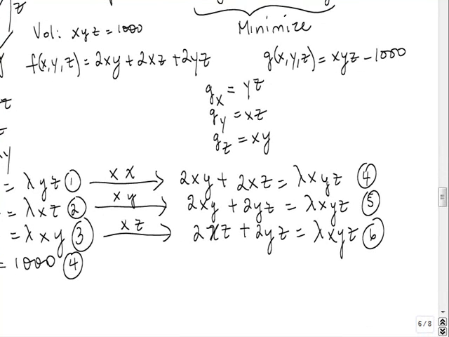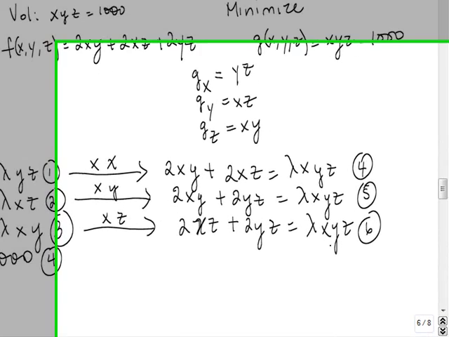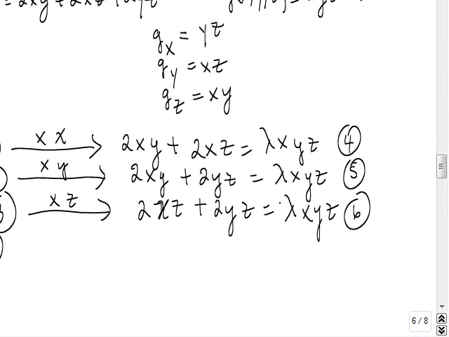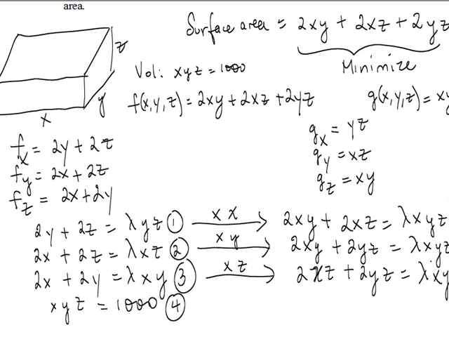All of these are equal to lambda x, y, z, agreed? So they are all the same. You have a question? Yeah, it should be 5, 6, 7. Thanks.